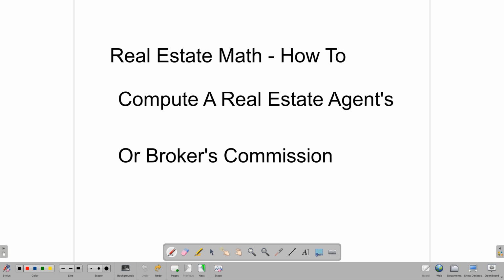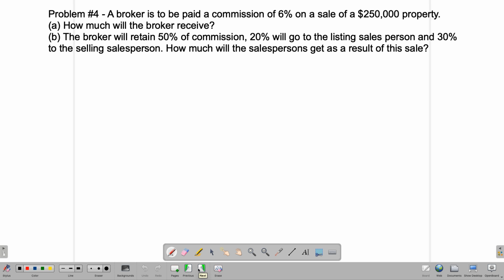Real estate math. How to compute a real estate agent's or broker's commission. Okay, so problem number 4. We have a broker who is to be paid a commission of 6% on a sale of a $250,000 property. So A, how much will the broker receive?